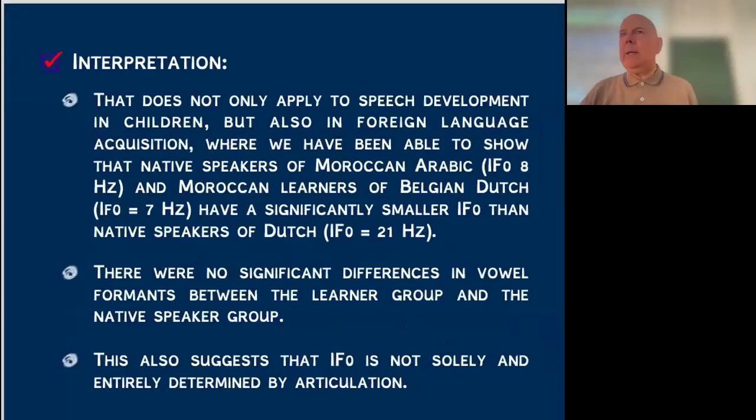A bit analogous to what we have proposed for the Moroccan learners of Dutch, who haven't really mastered the use of IF0, because in Moroccan Arabic it serves very little function, if any, to distinguish the vowels, and because there are only 3 qualitatively different vowels in the system. So that also suggests that it is not just articulation that determines IF0.